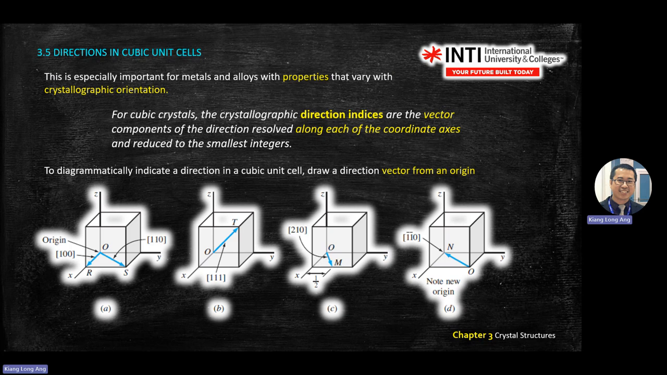So in the exam, if you write the wrong bracket shape, although the numbers inside are correct, it means you give the wrong answer. It means you don't understand the difference between direction and position. Now here, if you look at the first diagram, A, O to S, it will be 1, 1, 0. X you move one step, Y you move one step, Z you remain. Means you move X, you move Y, and Z you do not move. Then you plot the starting point to the end point, so it gives you one direction.